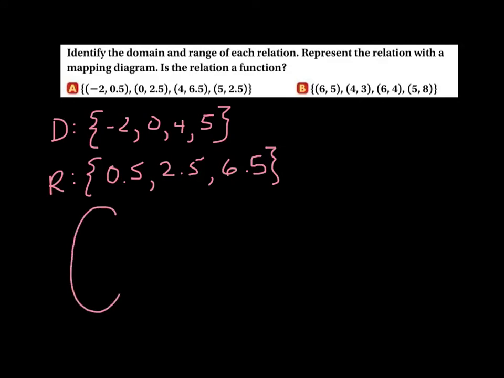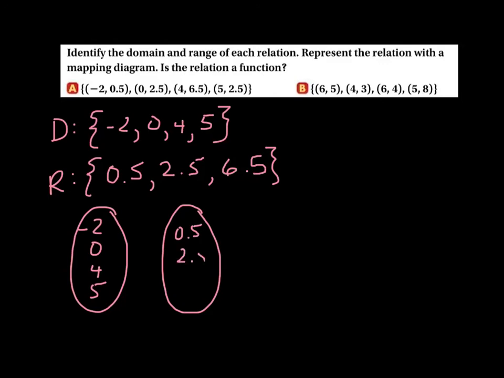A mapping, okay? -2, 0, 4, and 5. Over here I have 0.5, 2.5, 6.5. -2 connects to 0.5, 0 to 2.5, 4 to 6.5, and 5 also to 2.5. So the question is, is this a function? Yes, it is. Because if you look at this stage here, none of these have 2 arrows coming off of them. It does not matter that this value has 2 arrows going to it. We don't care about that part. When we look at the x's, that's what we have to look at.